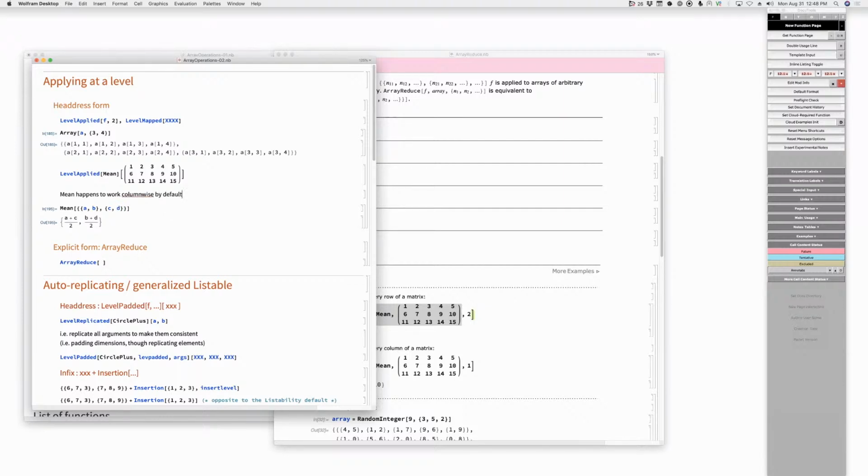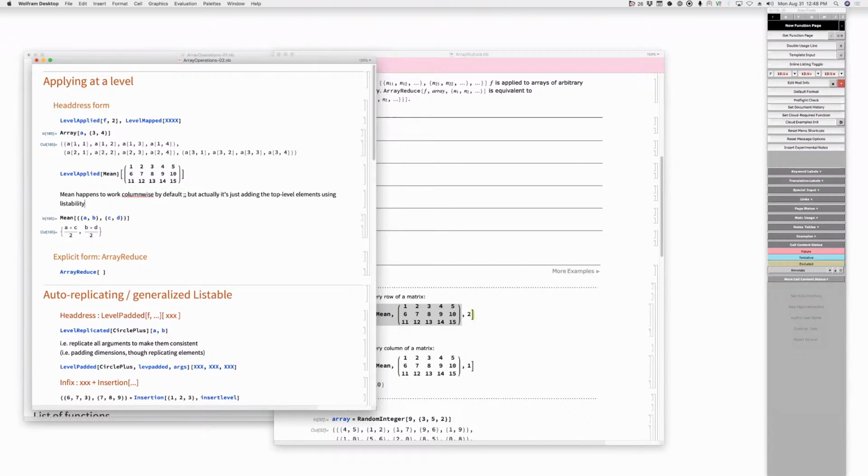Well, in this case, you can interpret it as being column-wise, but really, it's just adding the elements and dividing by n. Oh, I see what you're saying. But actually, it's just adding the top-level elements using listability. So that's a pure coincidence of the fact that, plus listability, mean, et cetera.